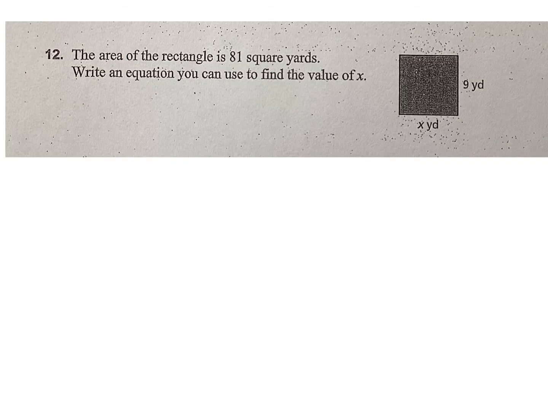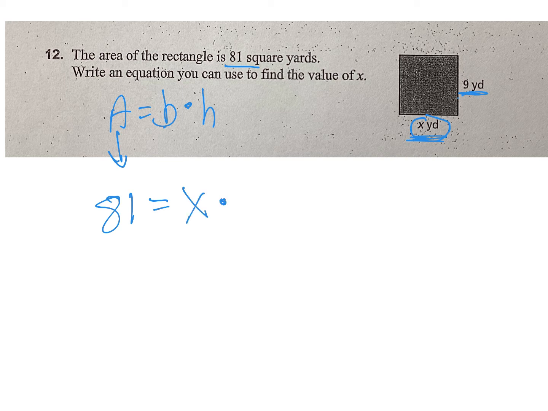Number 12. All right, we have the area of a rectangle is 81 square yards, and we want to write an equation to find what x is. So I will give you this formula: area equals base times height. So we have a base and a height. So let's replace what we know. Do we know the area? Yeah. 81 equals, do we know the base? It's x times, do we know the height? 9.